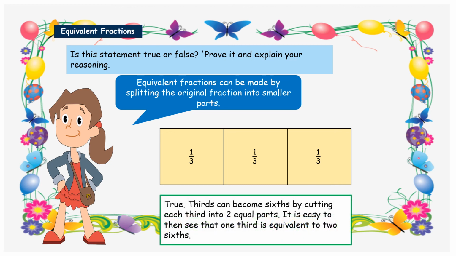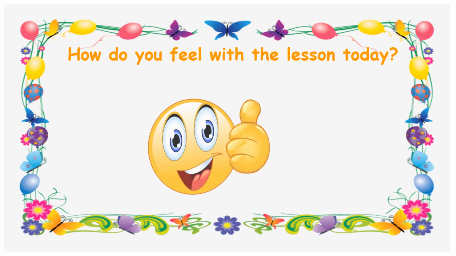Welcome back. True, I agree with Kelly. Why? Because thirds can become sixths by cutting each third into 2 equal parts. It is easy to then see that 1/3 is equivalent to 2/6.